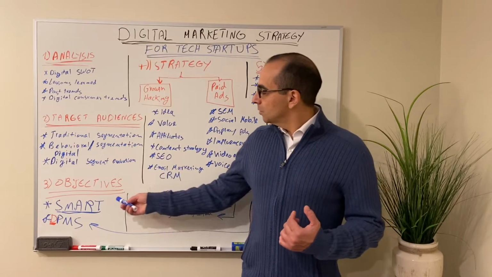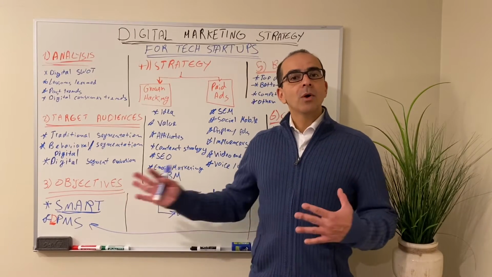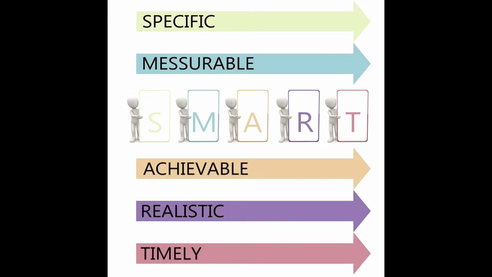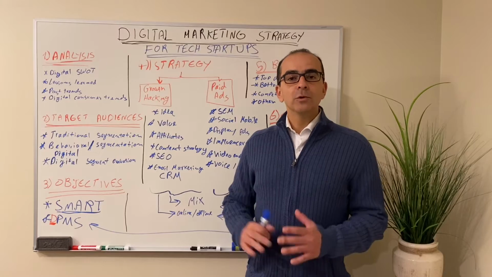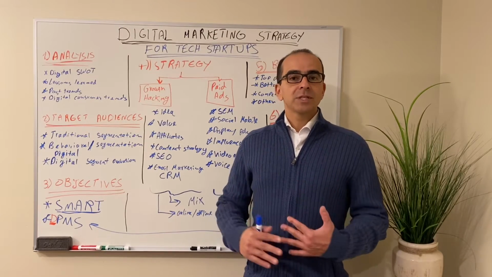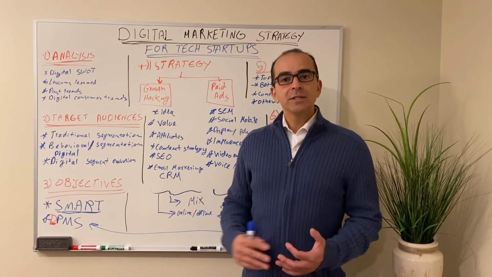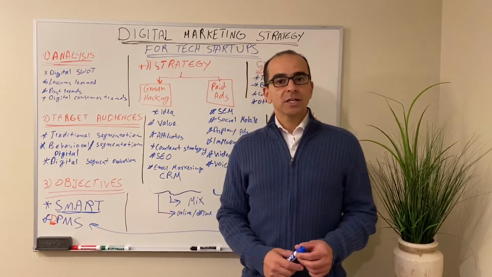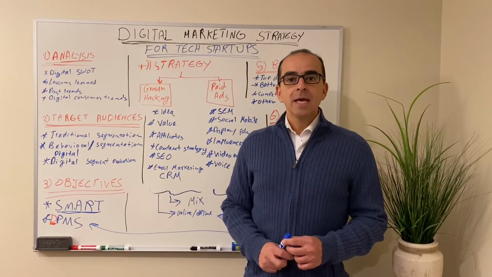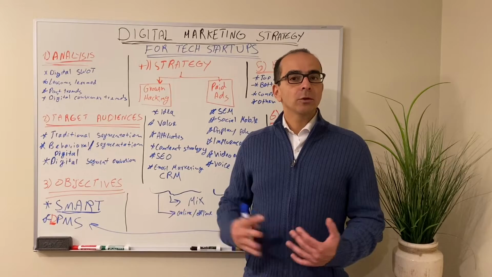And then move into specifying SMART objectives: specific, measurable, attainable, realistic, and time-bound. And build a digital performance management system for those objectives, like metrics, how you're going to make sure that you are actually achieving those objectives, the owner for each objective, and how frequently we are going to measure each objective.